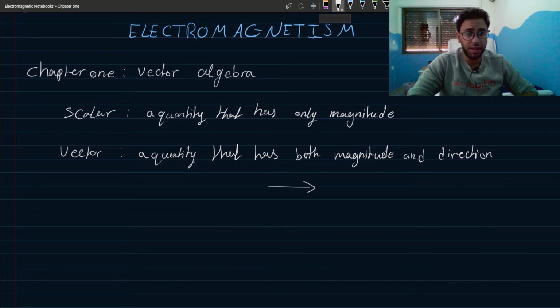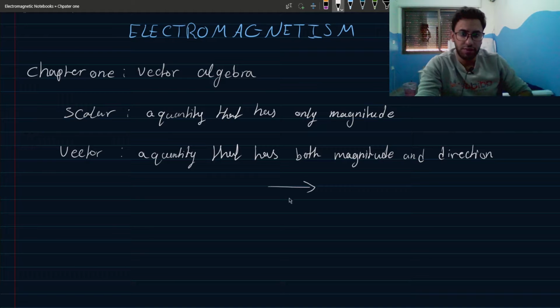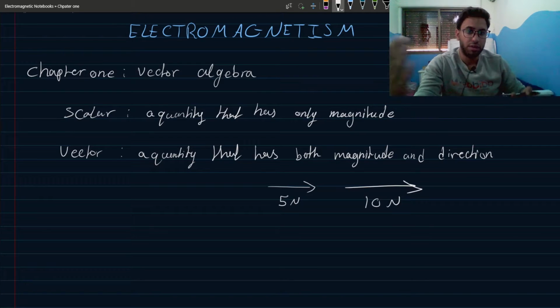And we represent the vector by an arrow. The longer the vector, the more magnitude it has, and the pointy side of the vector represents the direction of the vector. So we can say, for example, this vector has 5 Newton of force, and this vector could have 10 Newton of force, and they are both to the right direction.